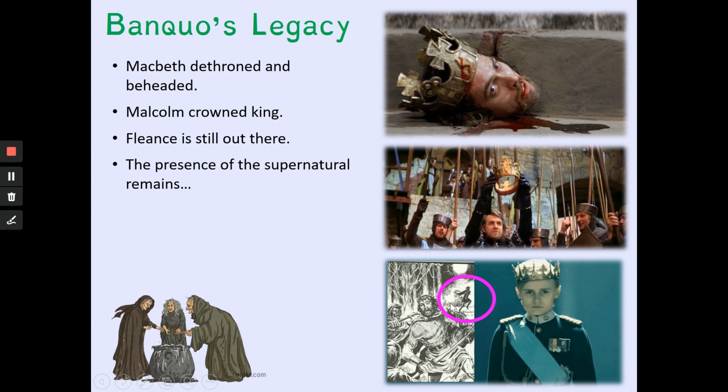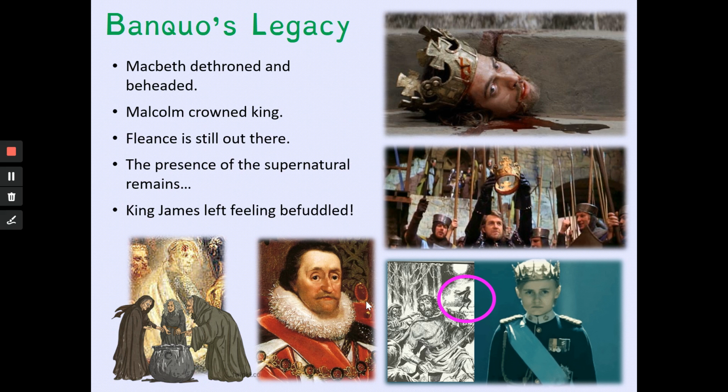It's still hovering over the play and over life in Scotland, just like Banquo's ghost hovers over Macbeth. So the presence of the supernatural remains. And King James, watching on, might be left feeling a bit befuddled at this point, because on one hand, he's thinking, great, I've just been shown that bad guys who represent the supernatural ultimately fail, get beheaded, and the rightful person becomes king. So that puts me at ease. That puts my mind at rest.